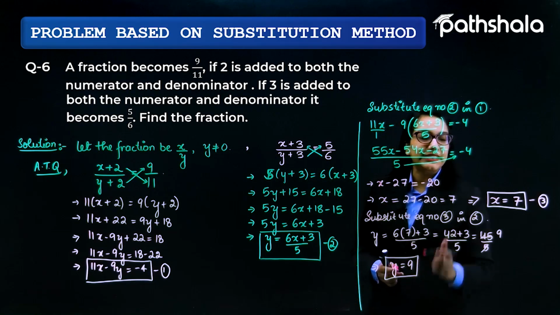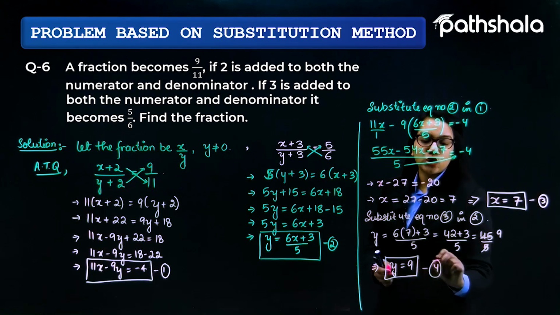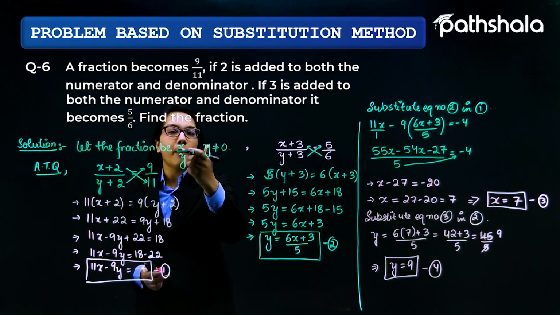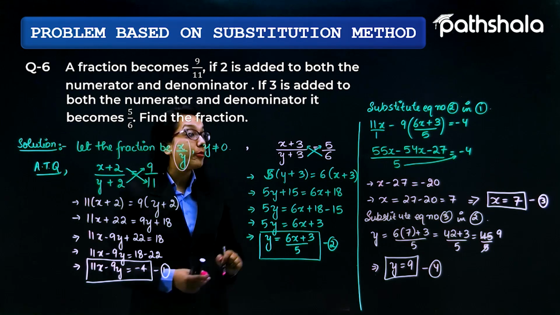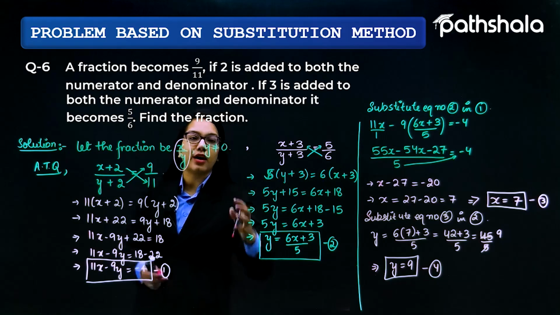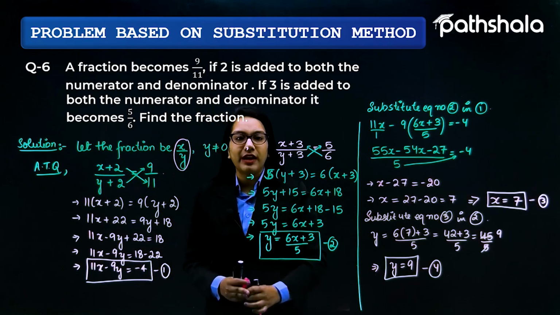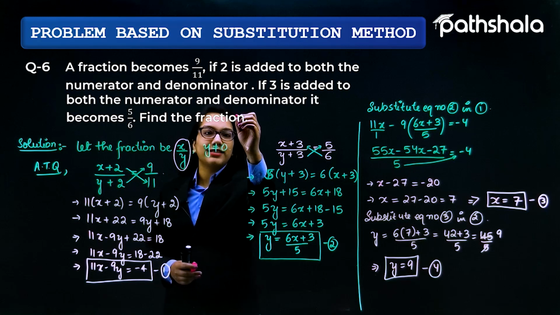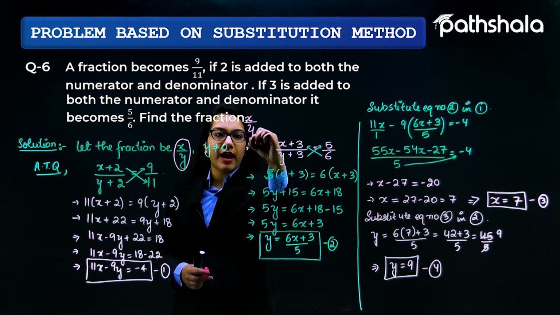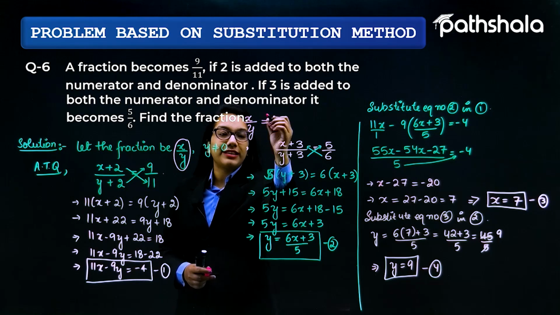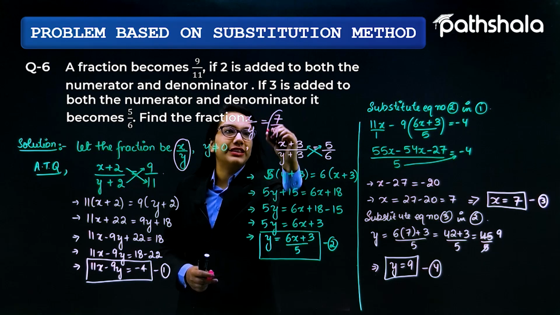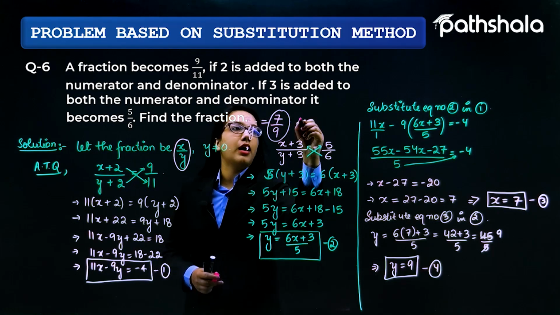Hence, we are getting x as 7 and y as 9. So the actual fraction that we had taken, which was of the form x by y, has x as 7 and y as 9. So at the end, what is the fraction that we are getting? We have the fraction as x by y. So after substituting the values of x and y over here, we are getting the fraction as 7 by 9.